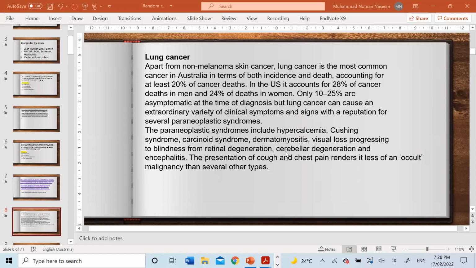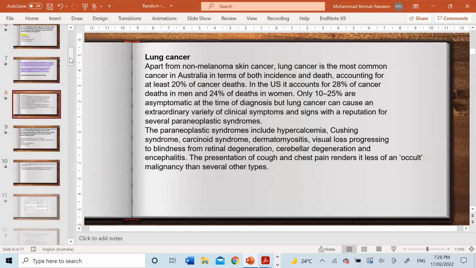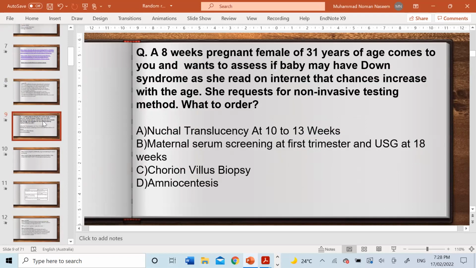All right. The presentation of cough and chest pain renders this less of an occult malignancy than several other types. So the symptoms, the age, the risk factors, and the lab investigation all help you in diagnosis of a disease. And the AMC exam is not an inconclusive exam. They give all of the information they think is enough to diagnose or to solve a question.